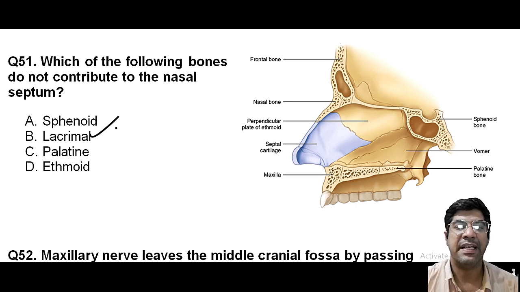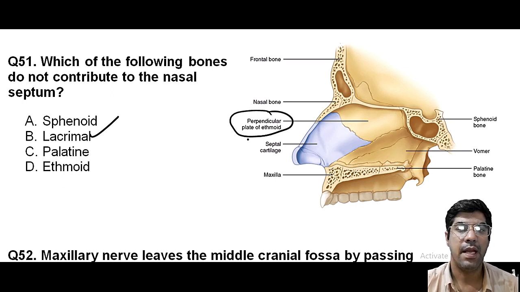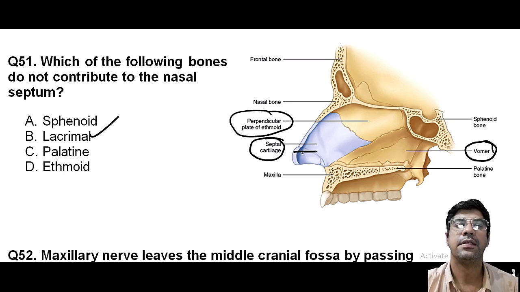The nasal septum is primarily formed by the perpendicular plate of the ethmoid bone and the vomer bone, with some contribution from the septal cartilage. The other bones, sphenoid, palatine and ethmoid, have some involvement in the structure of the nasal septum, while the lacrimal bone does not. So your answer is lacrimal bone.